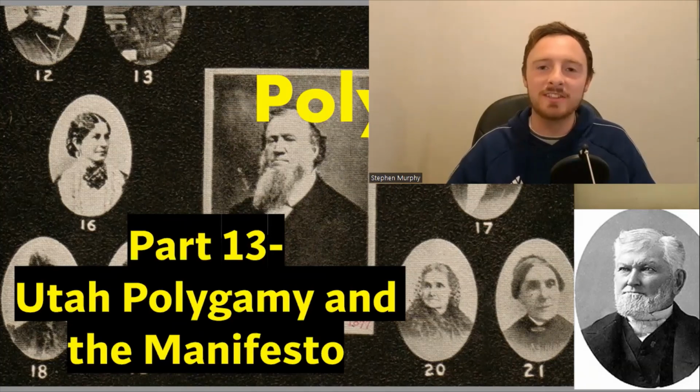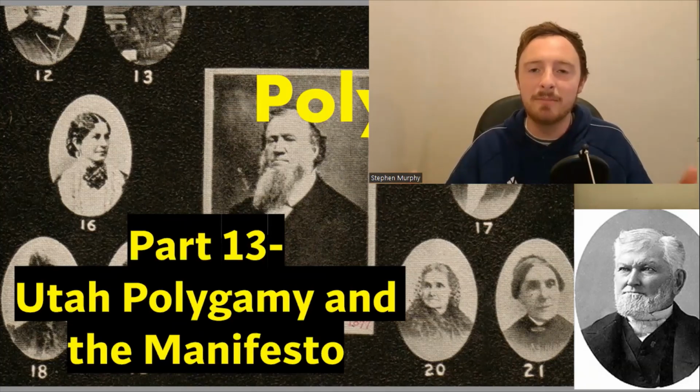So we're continuing with our series on Joseph Smith's polygamy. In the last episode, we had a look at William and Jane Law and the Nauvoo Expositor and what led up to Joseph Smith's death. So if you didn't watch that episode, go back and watch it. In this episode, we're going to be looking at polygamy in Utah and the 1890 Manifesto.